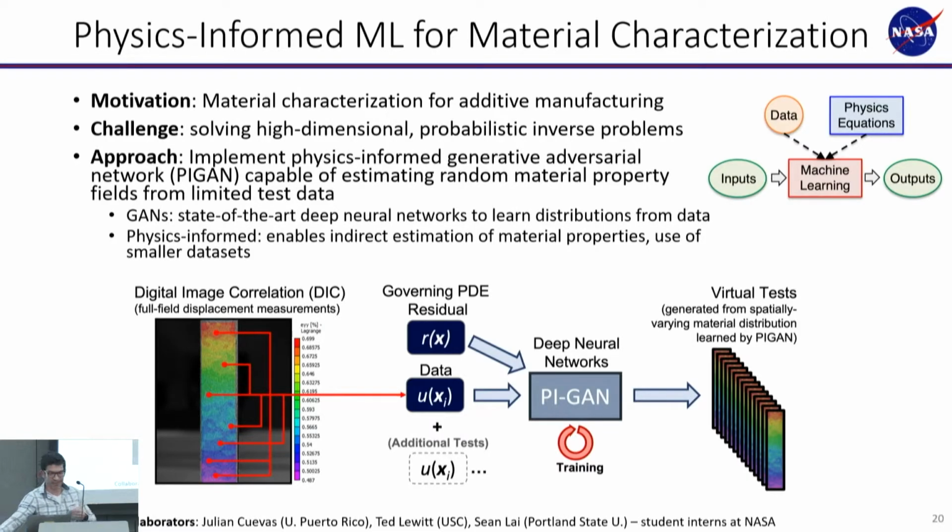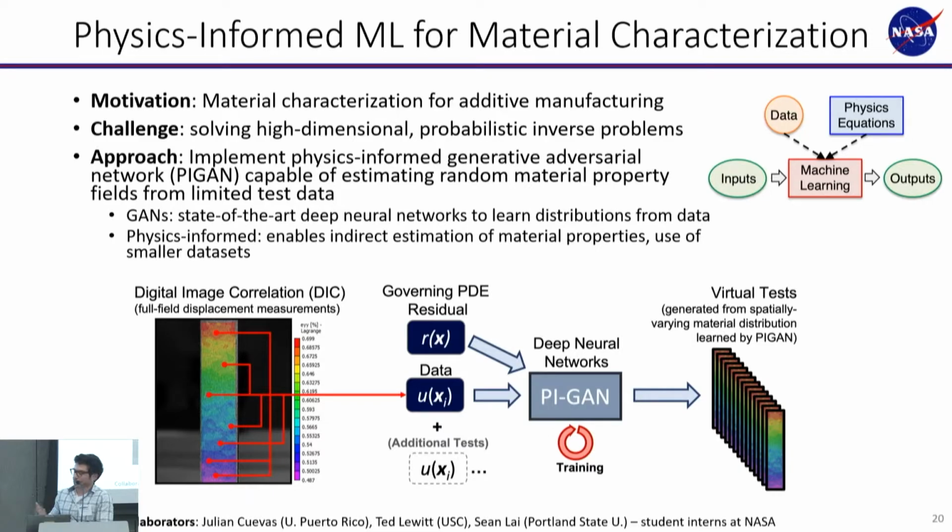So again, the motivation here is additive manufacturing, where it's well known that we get a lot of variability in the material properties for specimens produced by additive manufacturing. So here we are trying to run some mechanical tests in the lab to get a sense and estimate the variability that we're seeing in our material properties using this type of method.